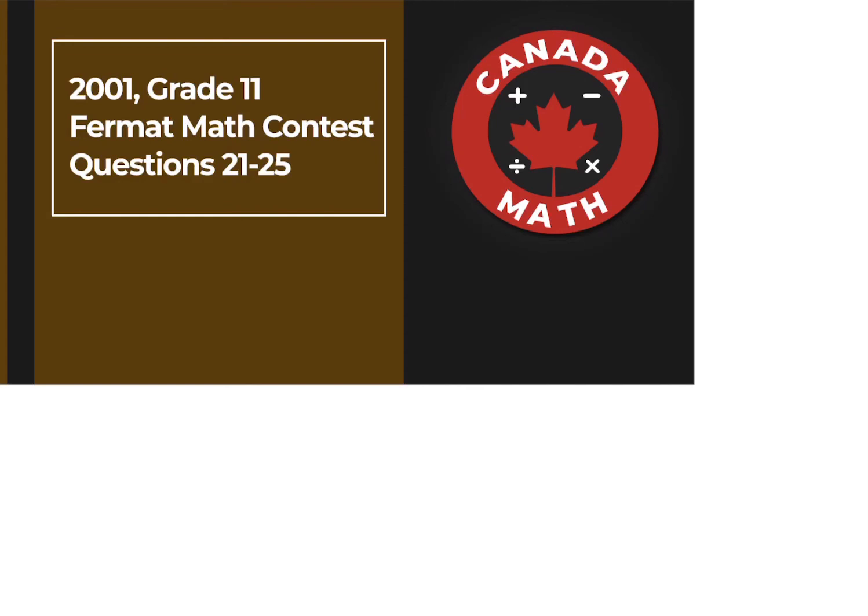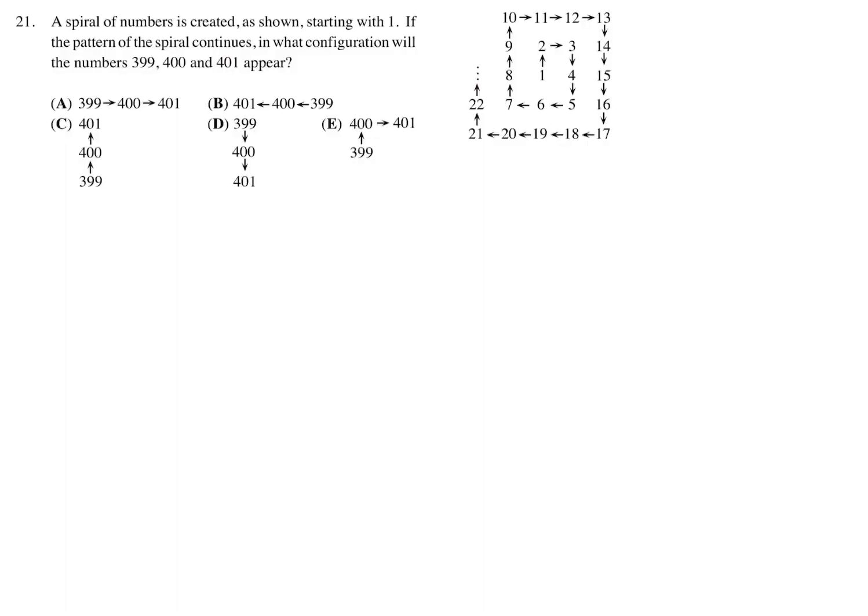Questions 21 through 25 of the 2001 Grade 11 Fermat Math Contest. A spiral of numbers is created as shown, starting with 1. If the pattern of the spiral continues, in what configuration will the numbers 399, 400, and 401 appear? So the answer choices, they've given you some configurations.